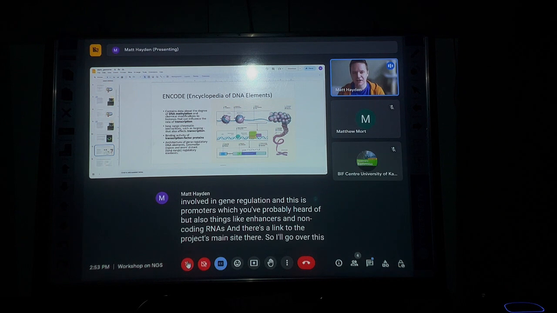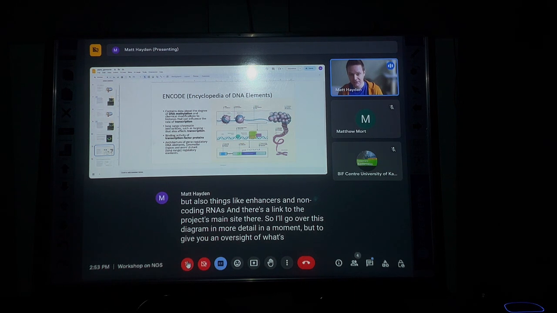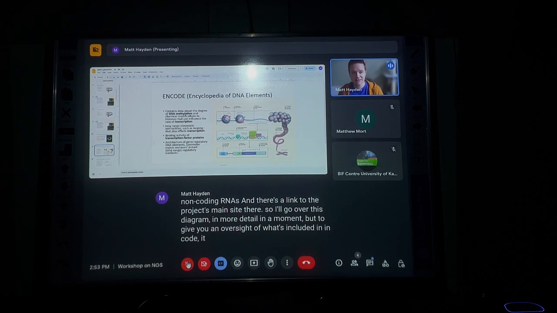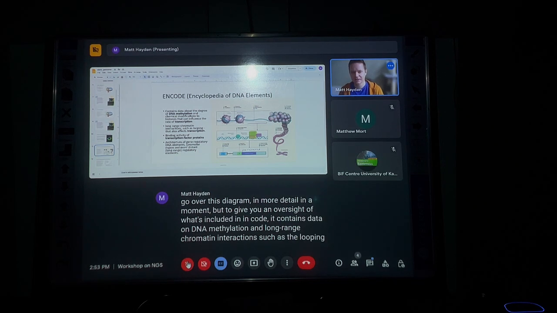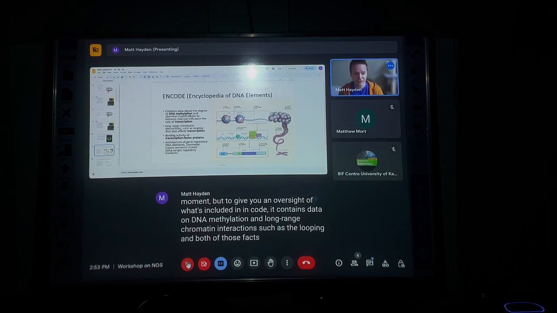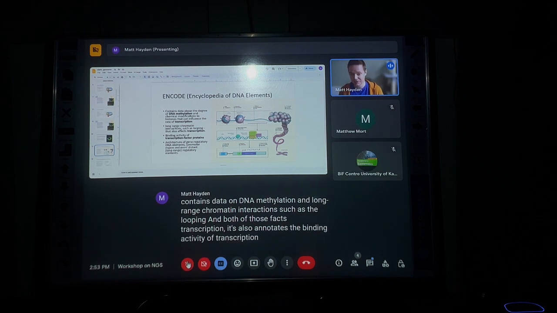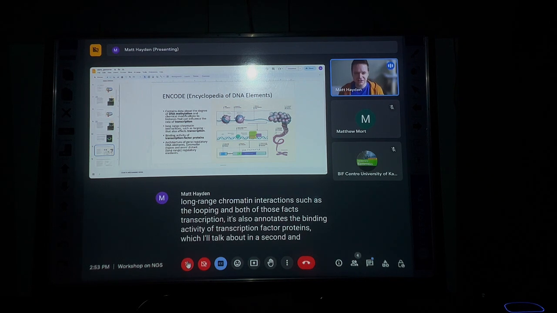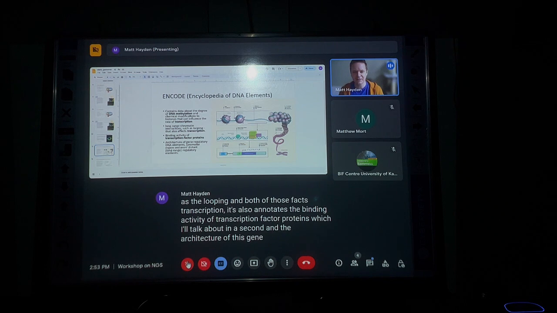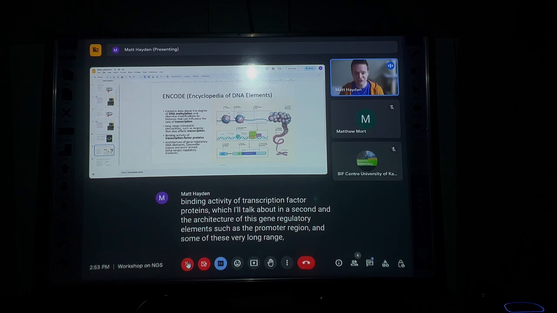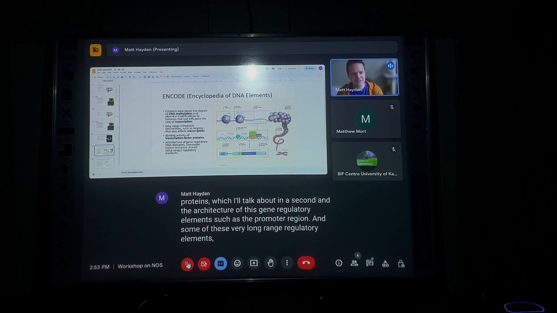So I'll go over this diagram in more detail in a moment, but to give you an overview of what's included in ENCODE, it contains data on DNA methylation and long-range chromatin interactions, such as the looping, and both of those affect transcription. It also annotates the binding activity of transcription factor proteins, which I'll talk about in a second, and the architecture of gene regulatory elements, such as the promoter region, and some of these very long-range regulatory elements. I'll discuss that more in a second.